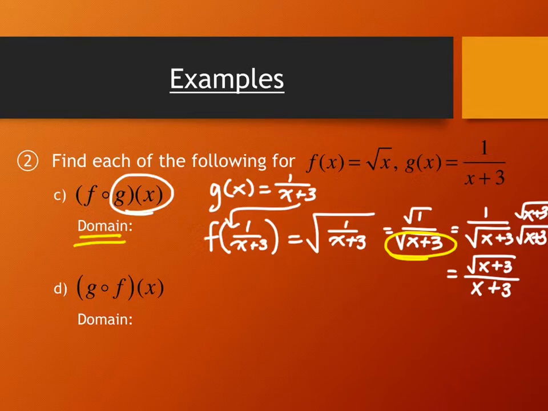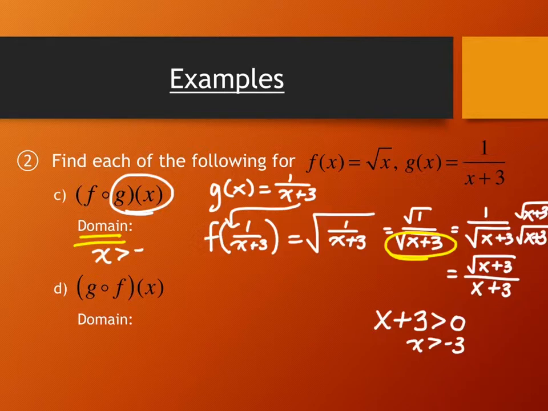What kinds of numbers are not allowed under square roots? Negatives. And because it's in the denominator, we're also not allowed to have it be 0, right? So the part that's underneath the square root, the x plus 3, needs to be flat out positive. Can't be 0 because it's in the denominator, can't be negative because it's in a radical. And if I solve this, which I will very quickly, I find that the domain is that x must be greater than 3.